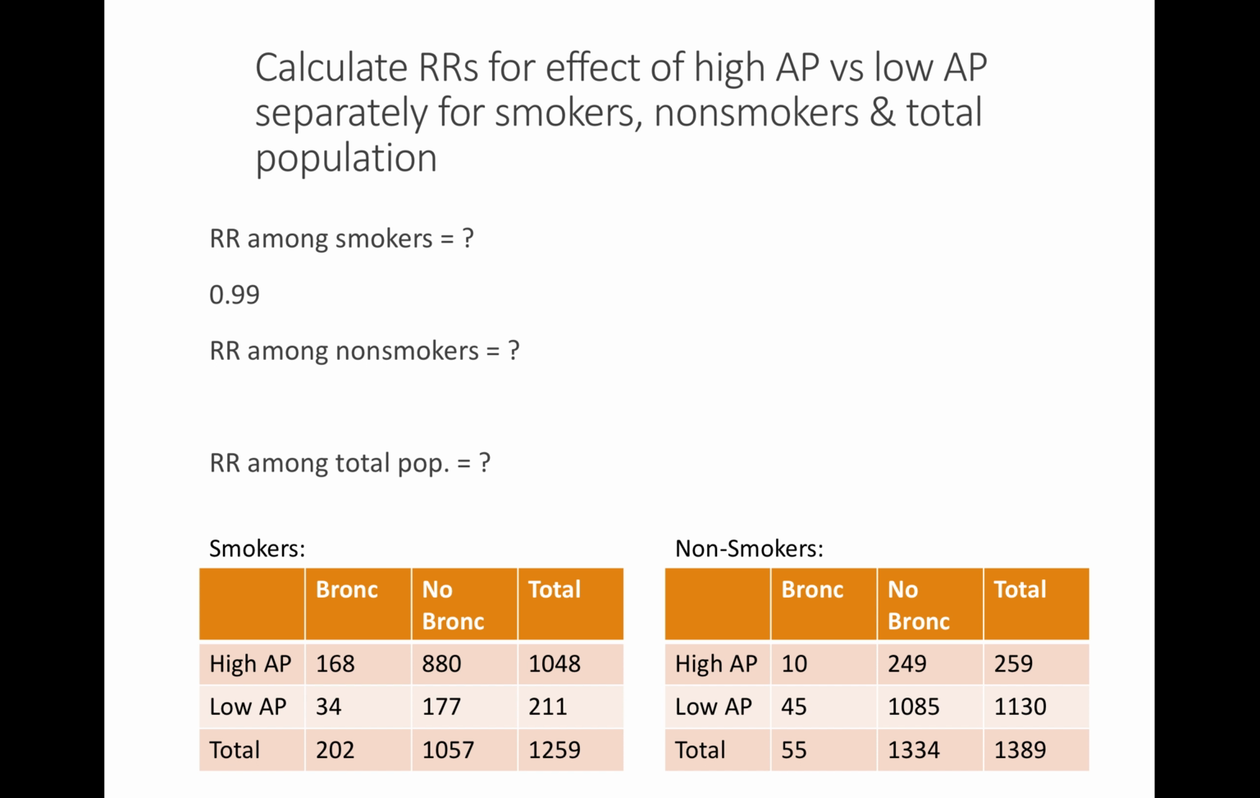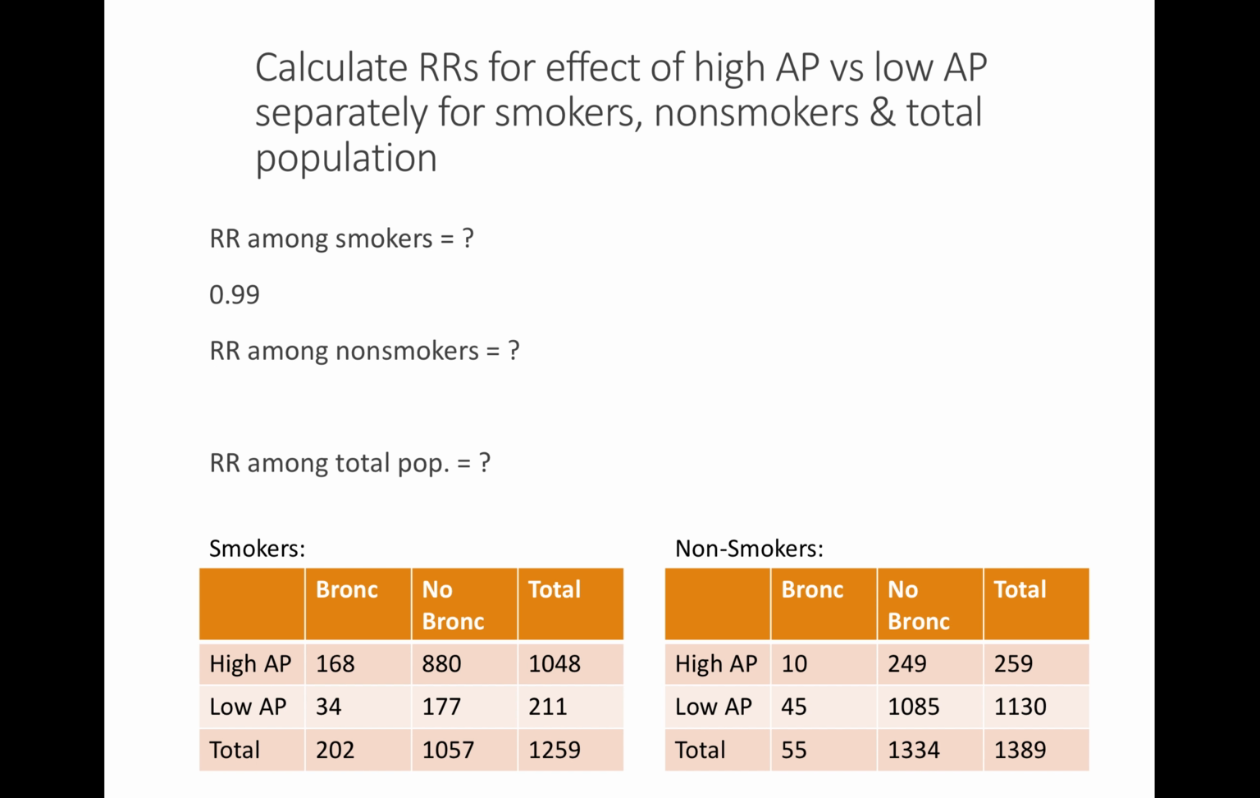Let's break this down a little further. When you calculate your relative risk, you're using the incidence rate for high air pollution and the incidence rate for low air pollution. If you take a step back and just compare those incidence rates, the incidence in the high air pollution smokers group was a little over 16%, and the incidence in the low air pollution group was a little over 16% as well. So even just comparing those incidence rates, you see there's not much difference between the high and low air pollution groups.